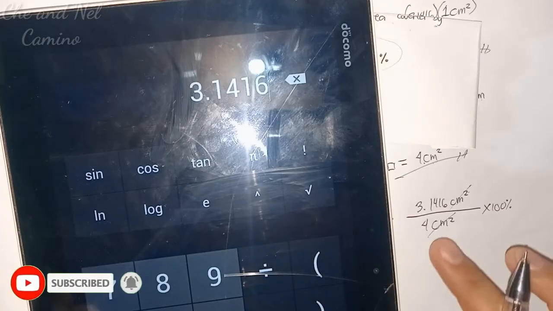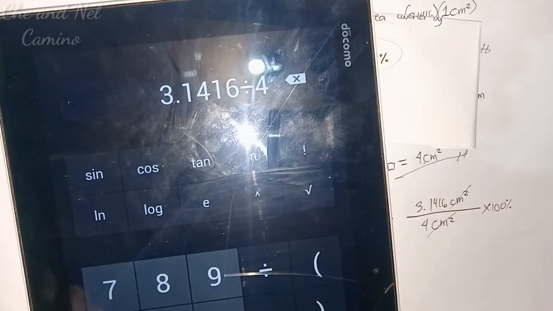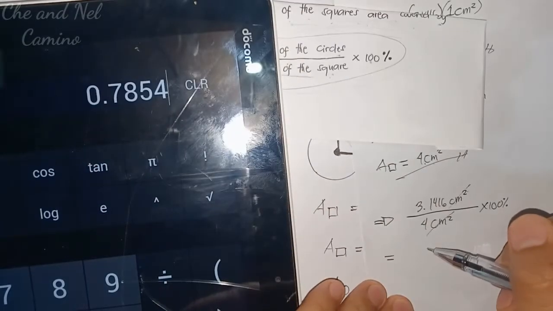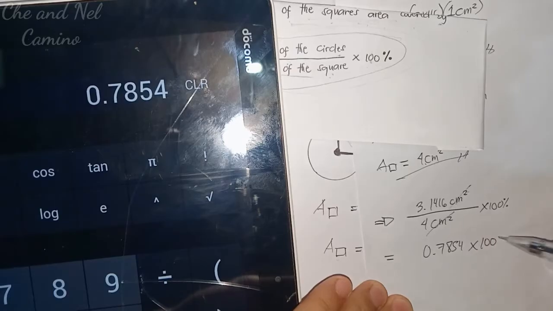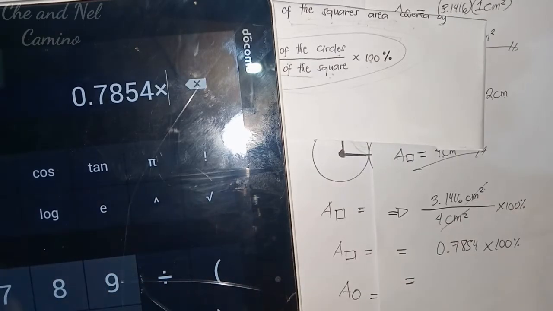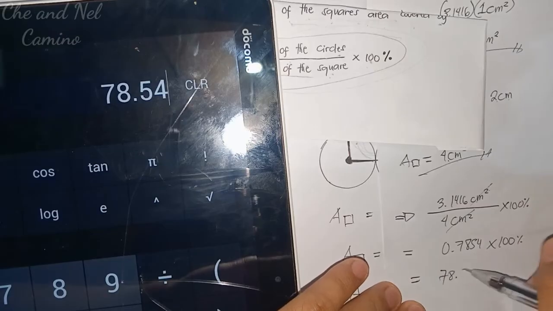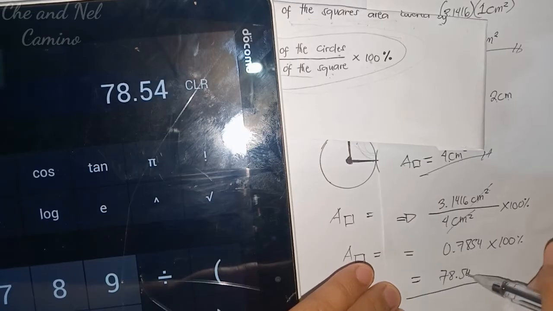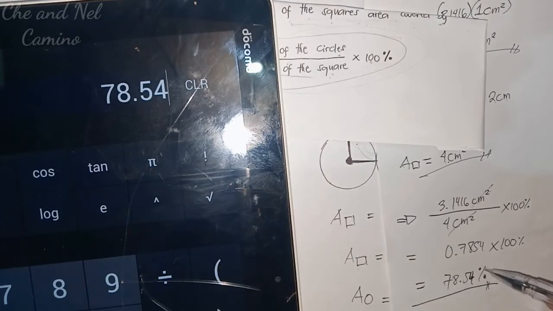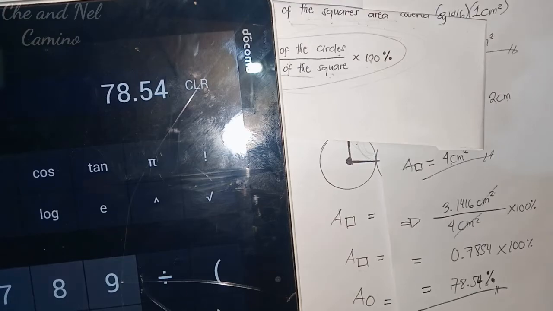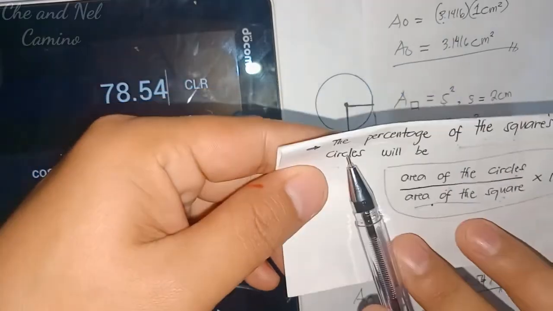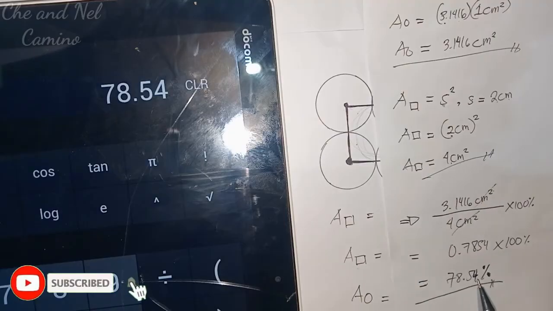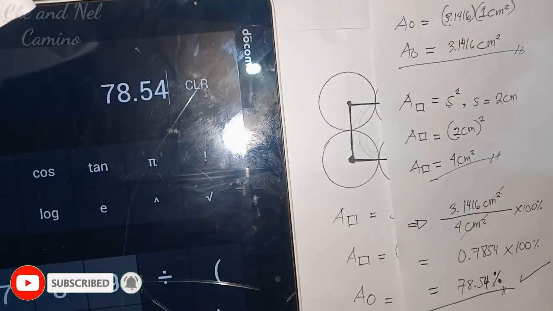Let's use the calculator here. 3.1416 divided by 4 equals 0.7854. Then multiplied by 100%, that is 78.54%. So the percentage of the square's area covered by circles is 78.54%. I think we're done in our video.